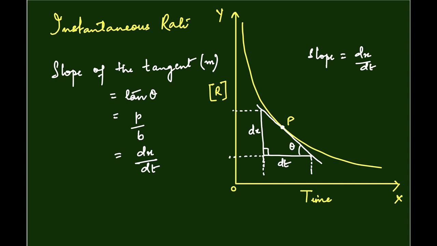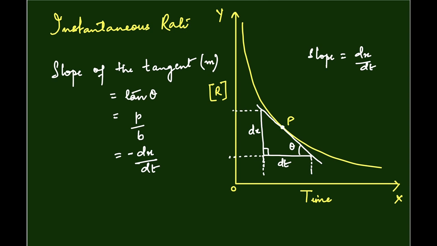And since it is a negatively sloping curve, the rate will be showing a decreasing trend, that is minus dx by dt. The negative sign only shows that the slope is decreasing, and hence the rate of reaction also shows a decreasing trend along with the concentration of the reactants decreasing over time.